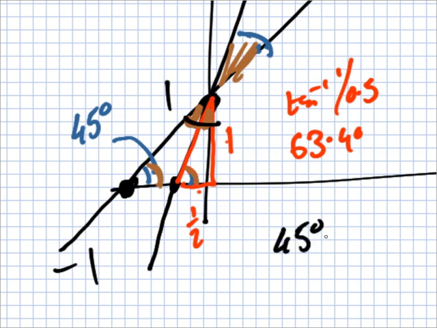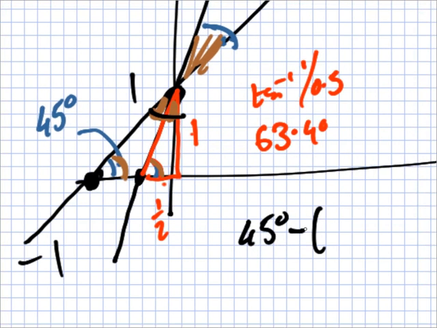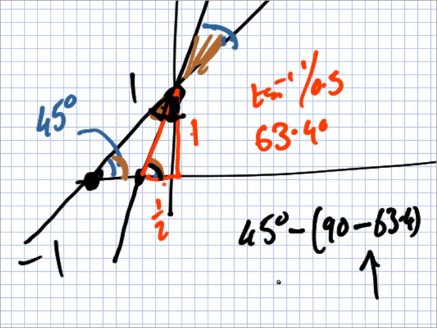So 45 minus 90 minus 63.4. This part here is this angle. Because if that's 63, this one is 90 minus 63. And this is 45, so this one here is 45 minus that one there. So what is this if you hit this in? 18.4. Oh, but you have to match them up with the answers.